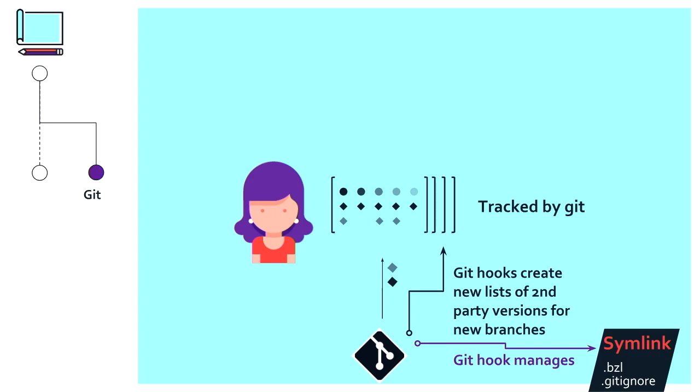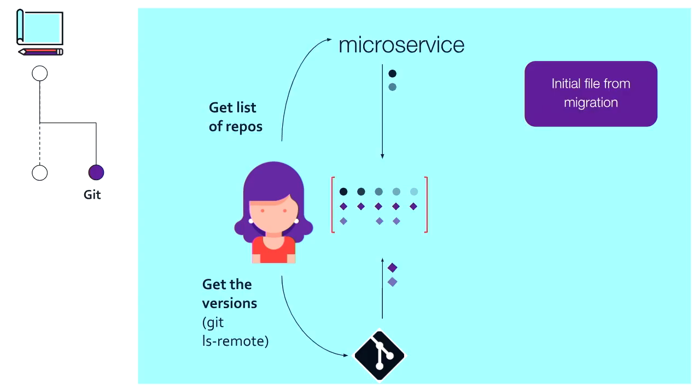And we have a git hook, another git hook, a different one, that manages the symlink. So basically, remember the workspace file, it still loads one BZL file. And we have the git hook that changes the symlink according to the current branch. OK, and that's also in gitignore. Now, you might ask, OK, but how do you populate it once? So we have a microservice for other reasons also that has a list of repos.